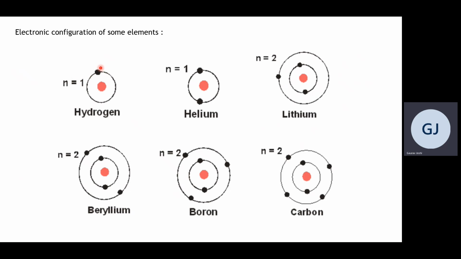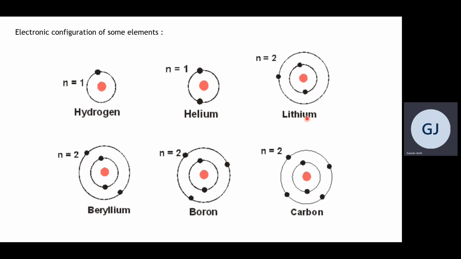It will go to the first shell, the K shell. How many electrons can the K shell have? It can have a maximum of 2 electrons. So in hydrogen we have only 1 electron, and it will occupy the first shell. Then we have helium, where the atomic number is 2. This will occupy the single shell only, because the maximum number of electrons in the K shell is 2.